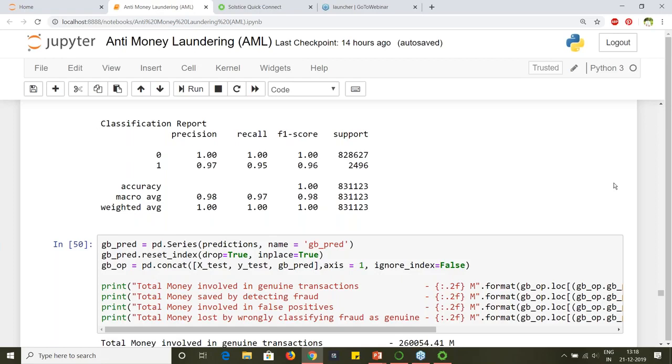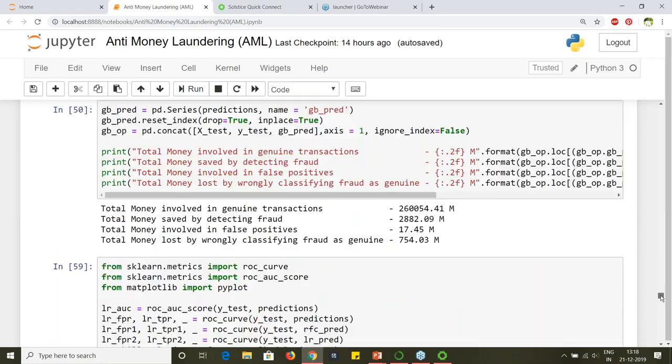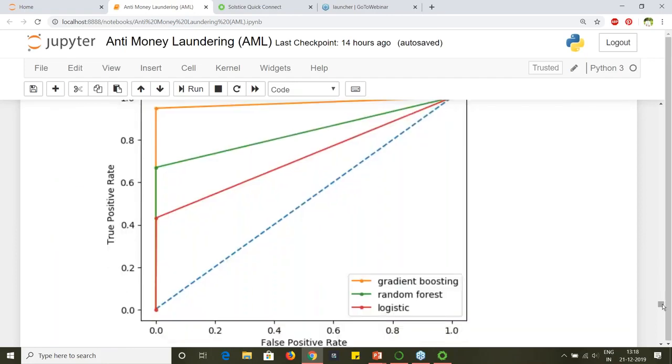So this is the result for gradient boosting. In the classification report here, we can see recall is 0.95, F1 score 0.96. This is decent. No, gradient boosting. Which gradient boosting have you taken? LightGBM. So this is a ROC curve for all three: logistic, random forest, and gradient boosting.